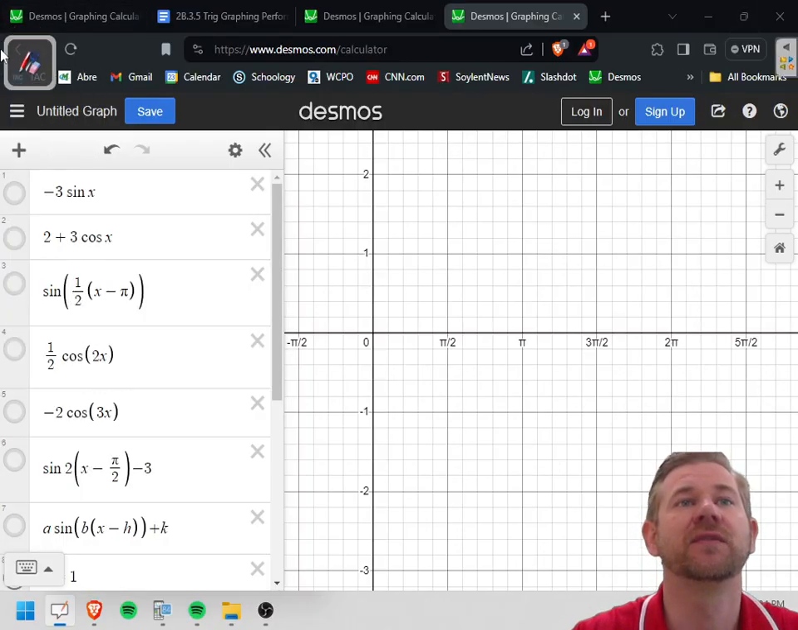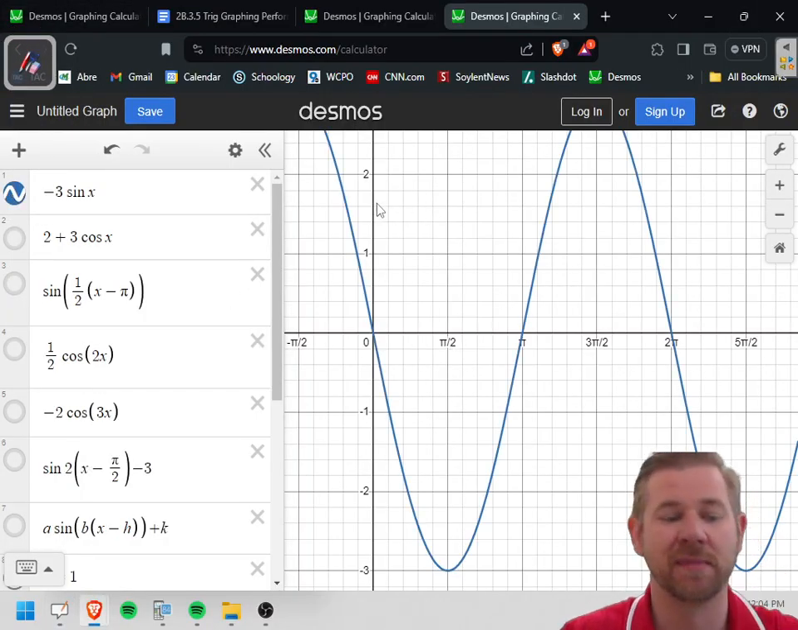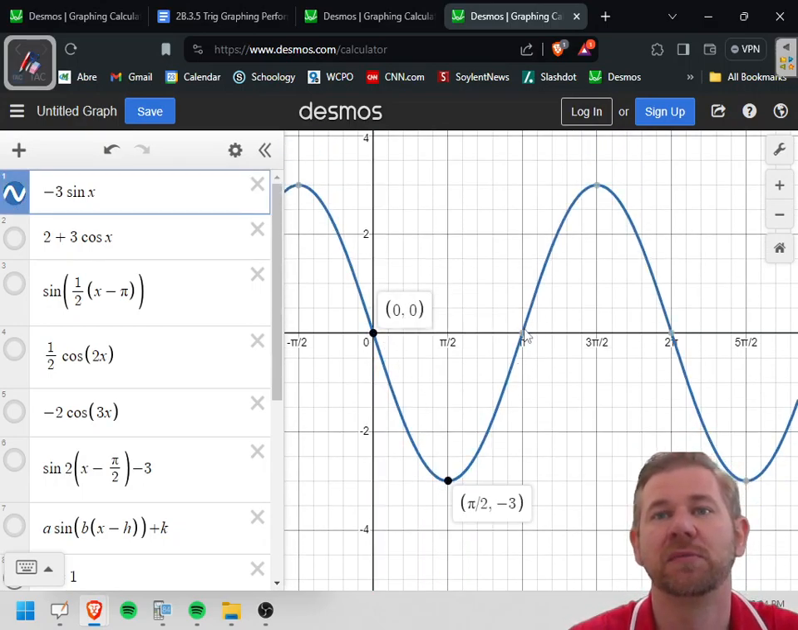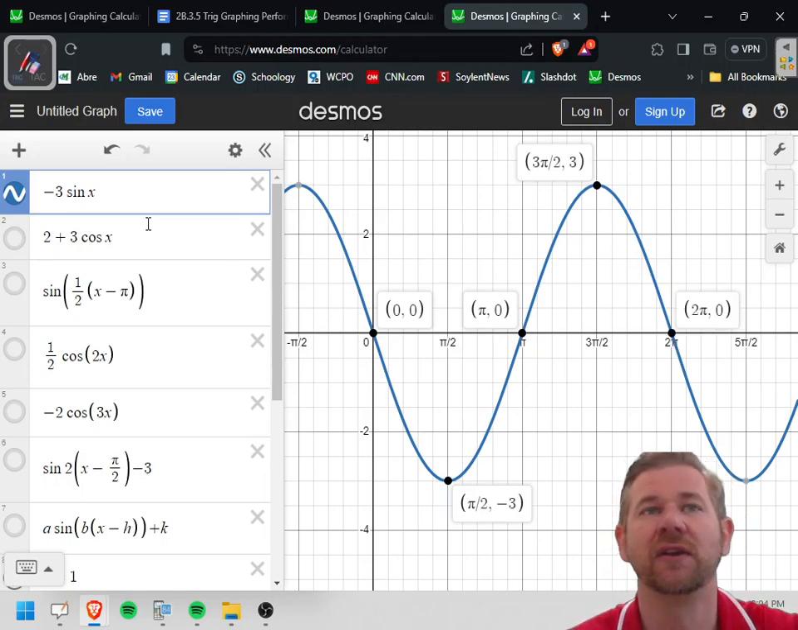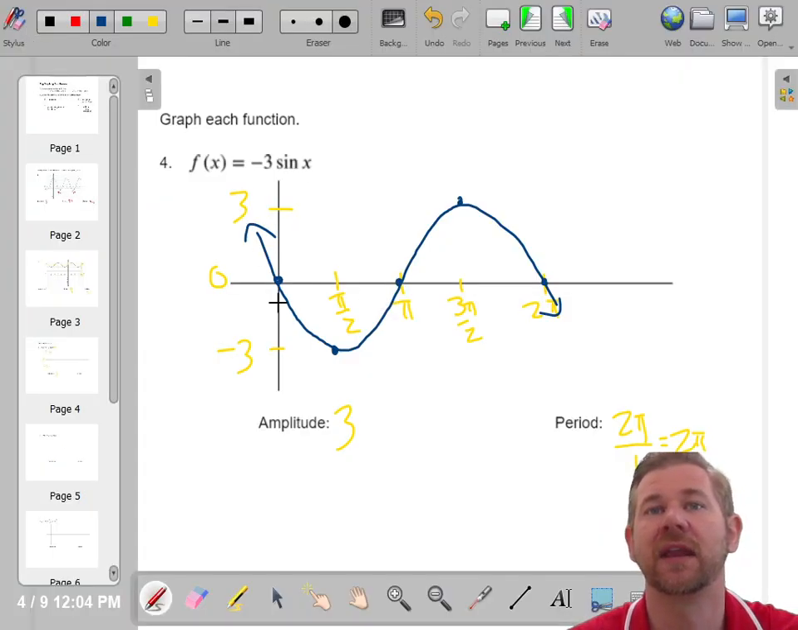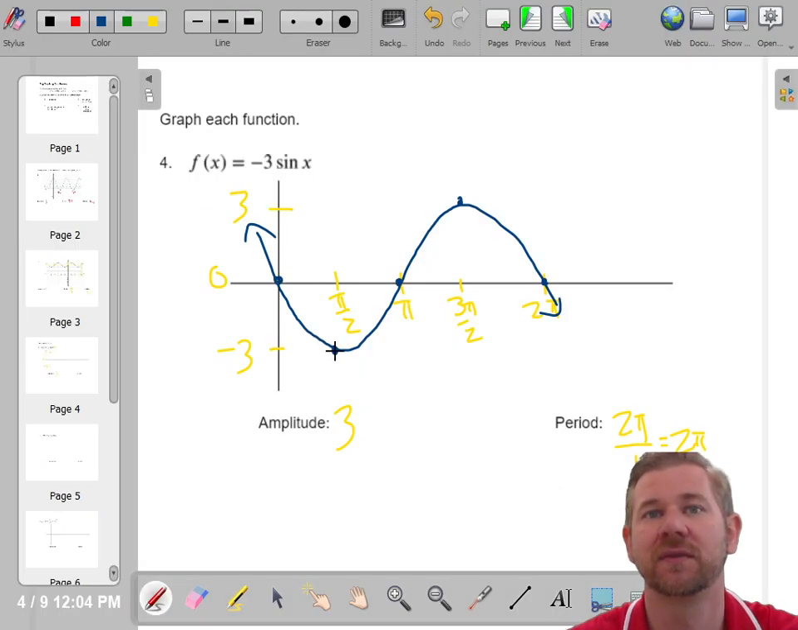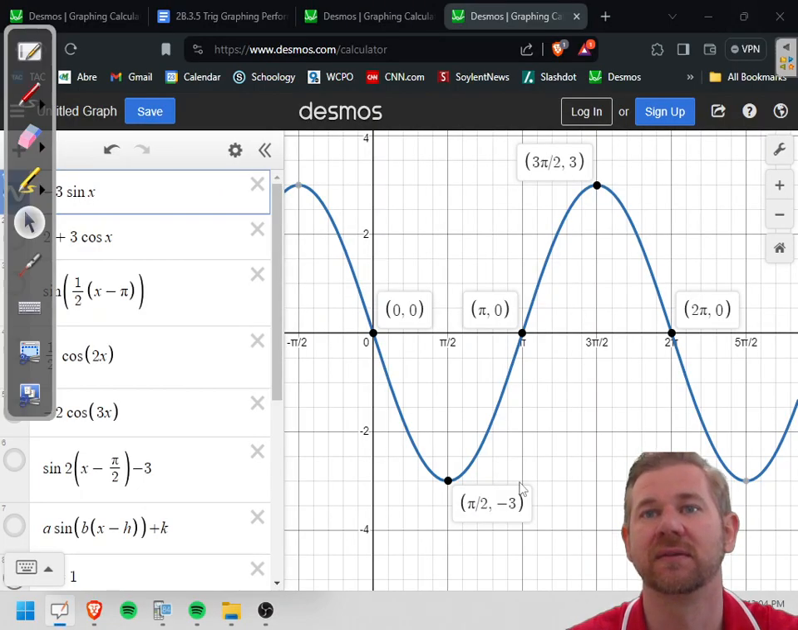Let's graph negative 3 times the sine of x. And I want to make sure that I can scale this well. You can see it starts at 0, 0, pi over 2, 3 pi over 2, 2 pi. So if I look at your paper and I look at that graph, they should be the same thing. Pi over 2 is at negative 3, pi is at 0, 3 pi over 2 is at the top, and 2 pi is back to 0. So you're just drawing these 5 points. Okay, that's one cycle of the function.